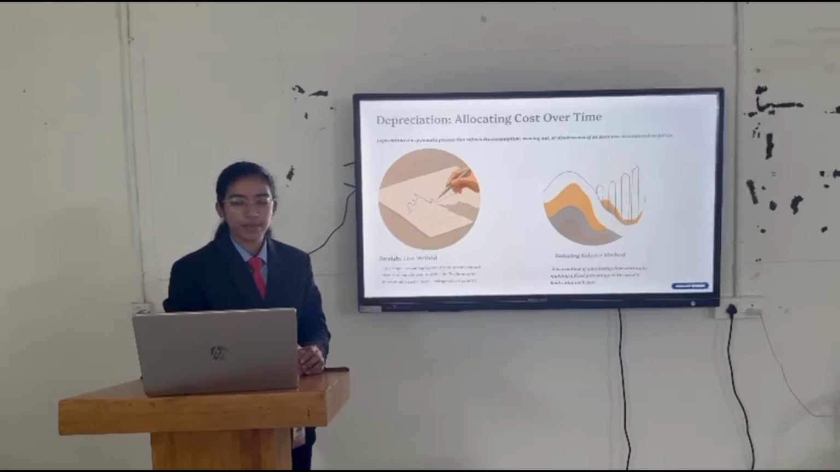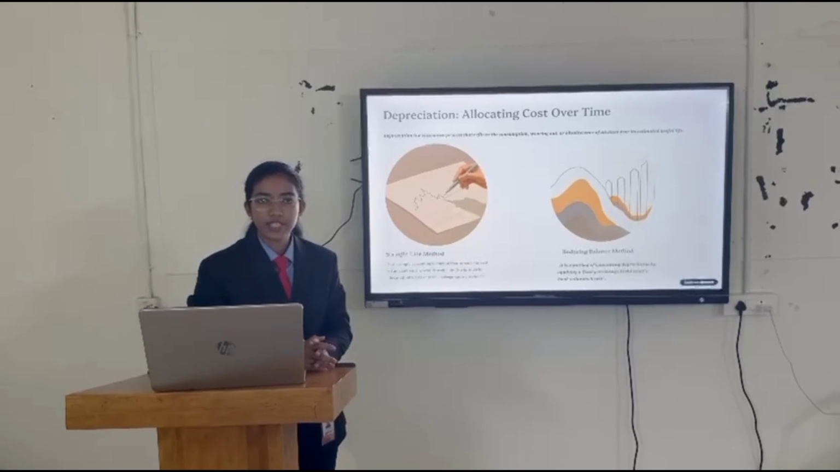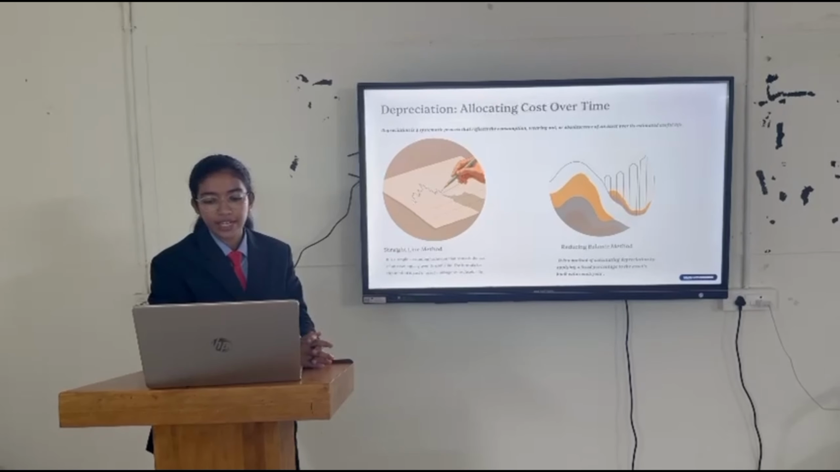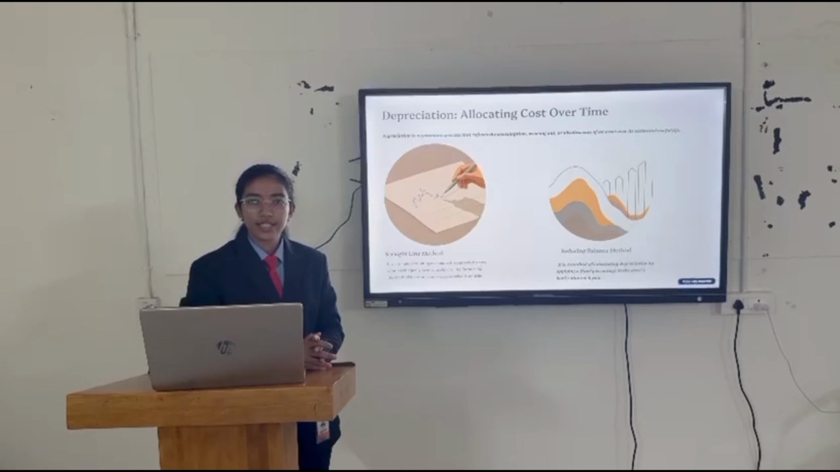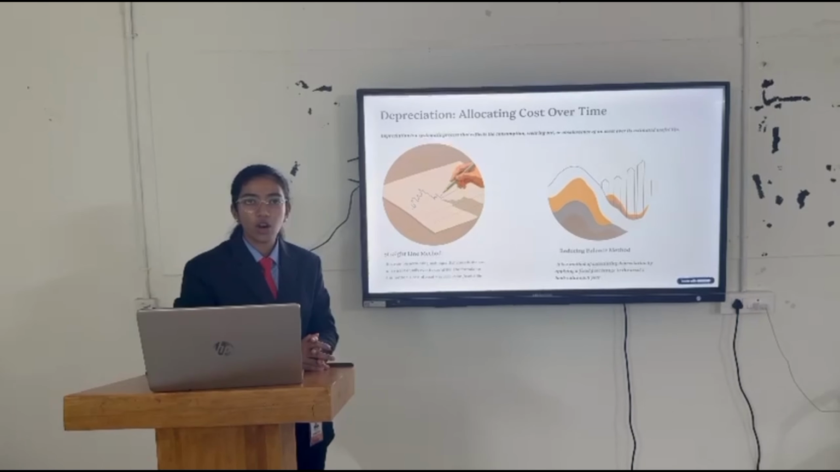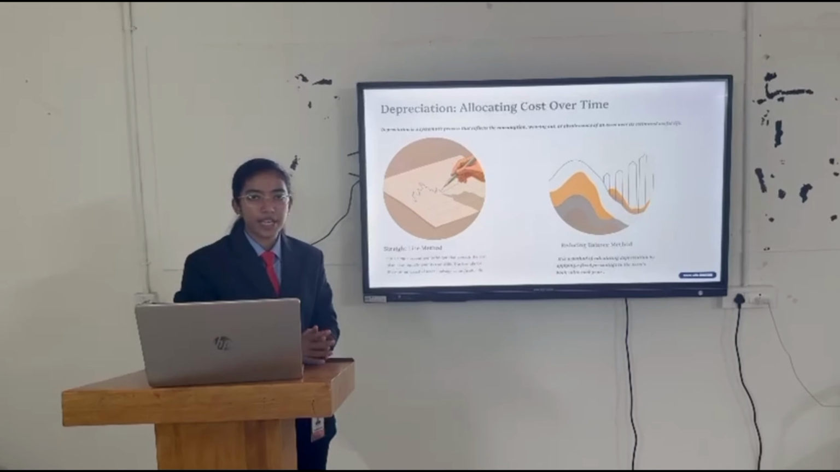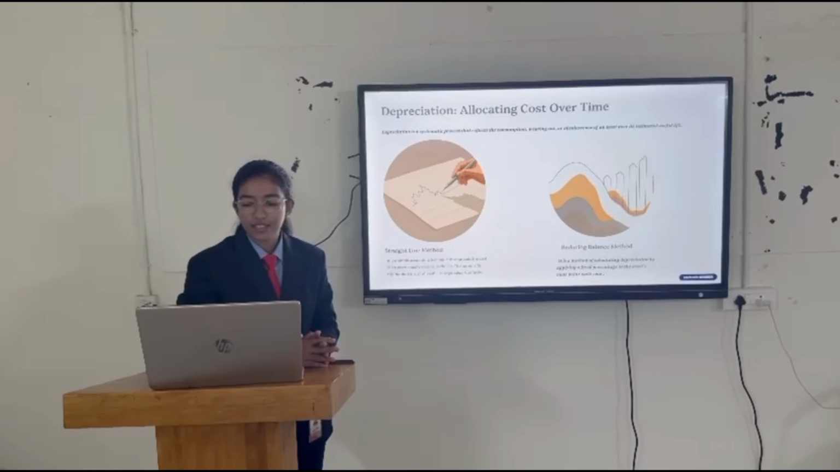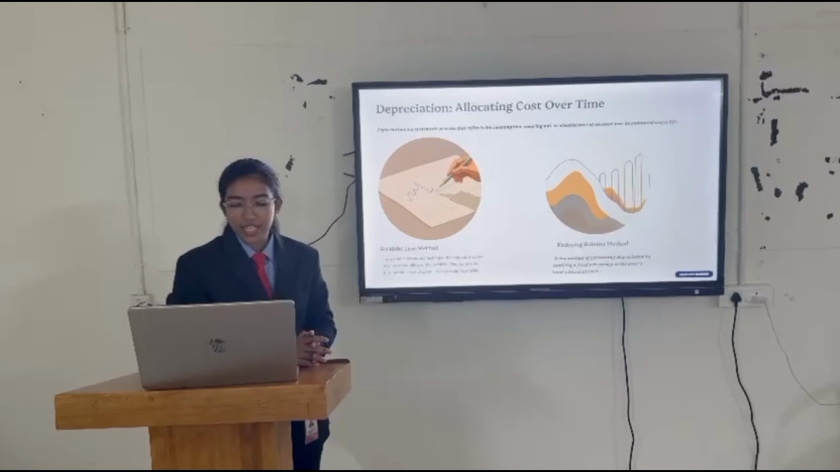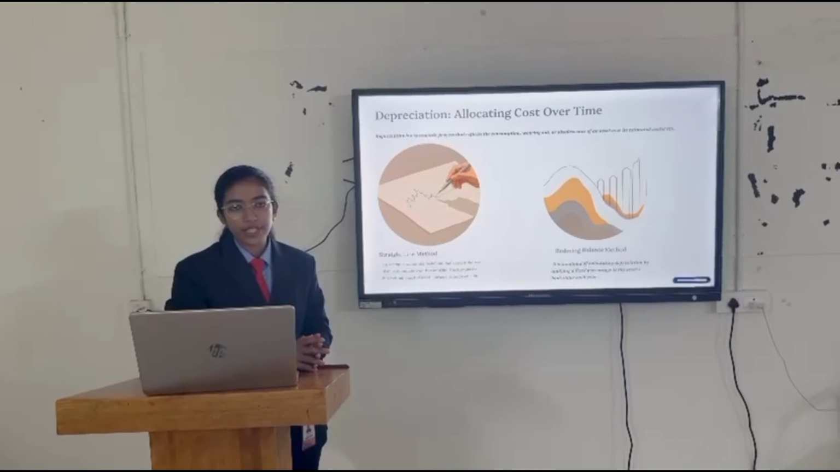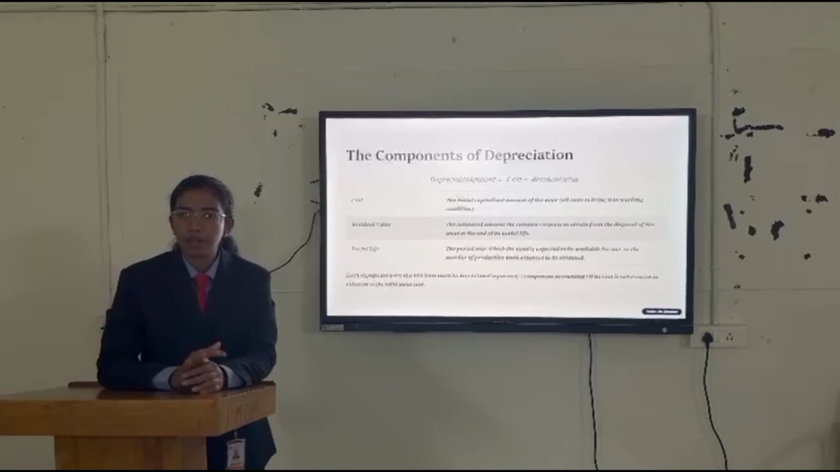Next, we are going to discuss depreciation. There are two types of depreciation methods. First is straight line method and second is reducing balance method. First is straight line method. It is a simple accounting technique that spreads the cost of an asset equally over its useful life. The formula for straight line method is cost minus residual value, divided by useful life. And the second one is reducing balance method. It is a method of calculating depreciation by applying a fixed percentage to the asset's book value each year.